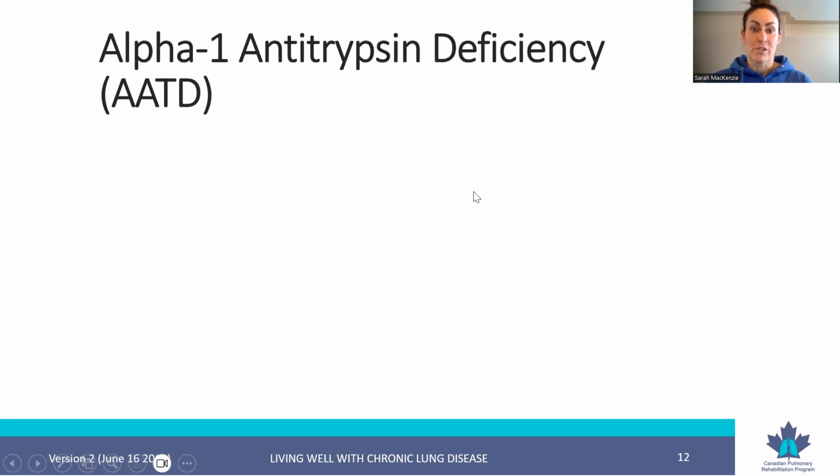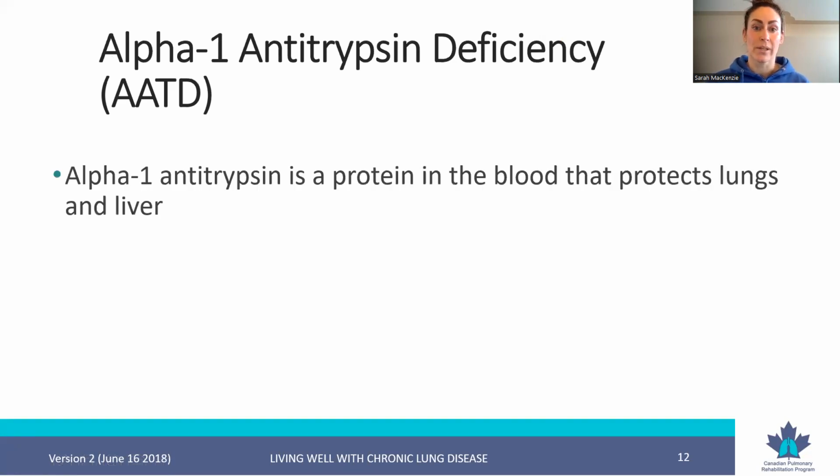Alpha-1 antitrypsin deficiency. It's important to note this quickly because there is one way you can get COPD without breathing in things that damage our lungs over time. Alpha-1 antitrypsin deficiency is the lack of a protein in the blood that protects the lungs and the liver, and that's the alpha-1 antitrypsin protein. So people that are born without this protein are at risk of developing lung damage and liver damage over time.